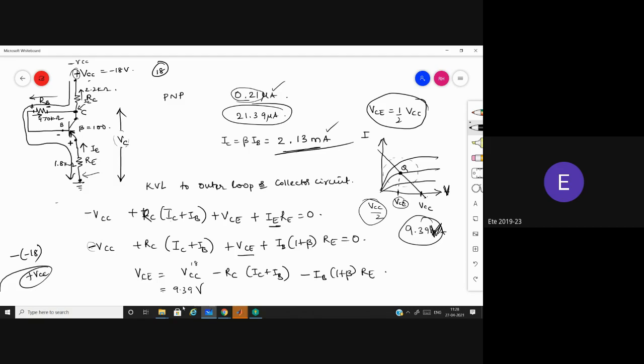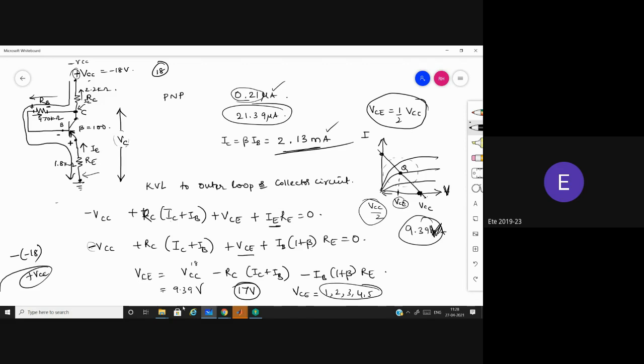Suppose you are getting VCE equal to 17 volt, what does it indicate? It is almost VCC, so it is in the cutoff region. If you are getting 1 volt, 2 volt, 3 volt, 4 volt, 5 volt, what does it indicate? It is towards 0. When this VCE is towards 0, then it will be in the saturation region.